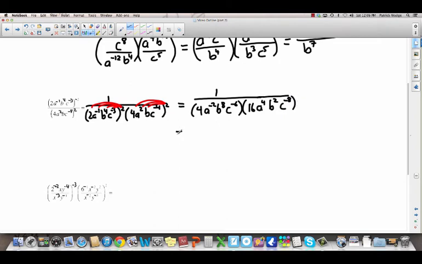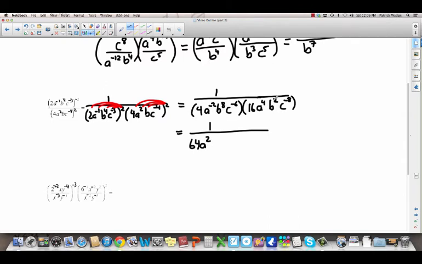Next, we're going to multiply the stuff on the bottom. So the stuff we can multiply together are the numbers, 4 times 16, and you get 64 when you do that. The a's, a to the negative 2 times a to the 4th. What do we do when we have the same base and we multiply? We add the exponents. Negative 2 plus 4 is 2, so a squared.